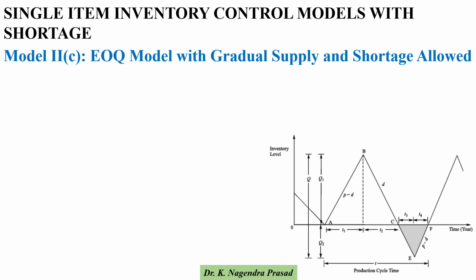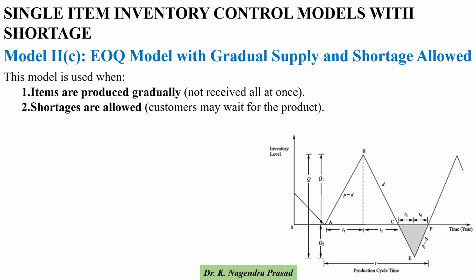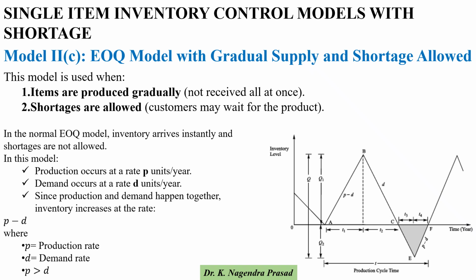In the present video, we will discuss the EOQ model with gradual supply and shortage allowed. This model is used when items are produced gradually, which means items are not received all at once. This model is also used when shortages are allowed, which means customers may wait for the product. In the normal EOQ model, inventory arrives instantly and shortages are not allowed.